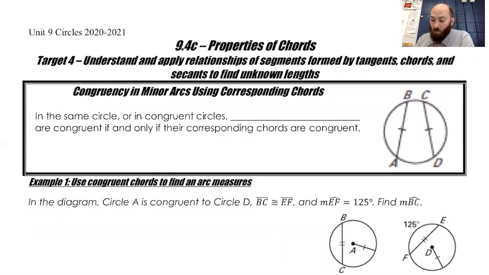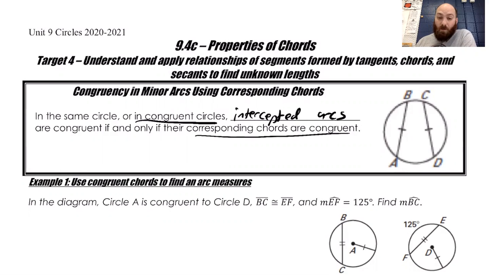In the same circle or congruent circles, intercepted arcs are congruent if and only if their corresponding chords are congruent. So what that means if I look at this diagram, since AB and CD are congruent to each other, their intercepted arcs here and here will also be congruent. So I'll put those right there.